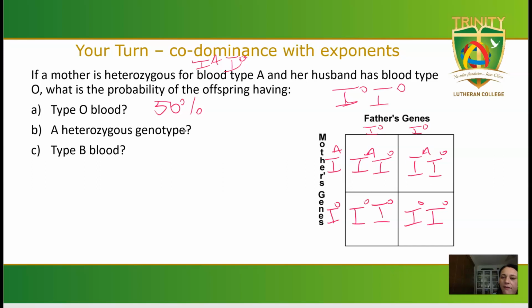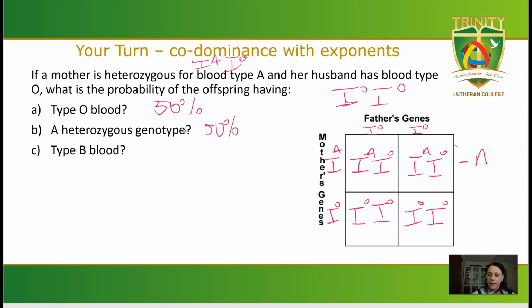What's the chances of them having a heterozygous genotype? You've got to remember, a heterozygous genotype means that it has two different alleles. So that's this one here and this one here. So that's 50%. And what's the chances of it having B-type blood?